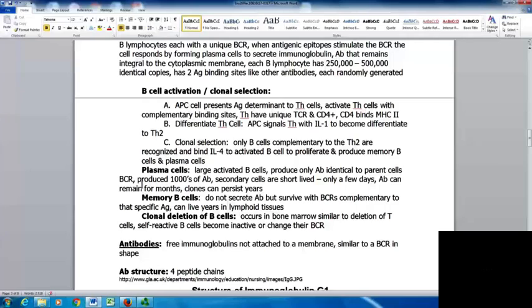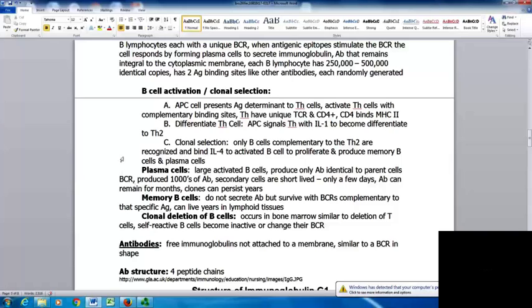So in differentiating the Th cell, the antigen presenting cell signals the T helper cell with IL-1 to become differentiated to Th2. During clonal selection, only the B cells complementary to the Th2 are recognized, and they'll bind IL-4 to the activated B cell to proliferate and produce memory B cells and plasma cells.